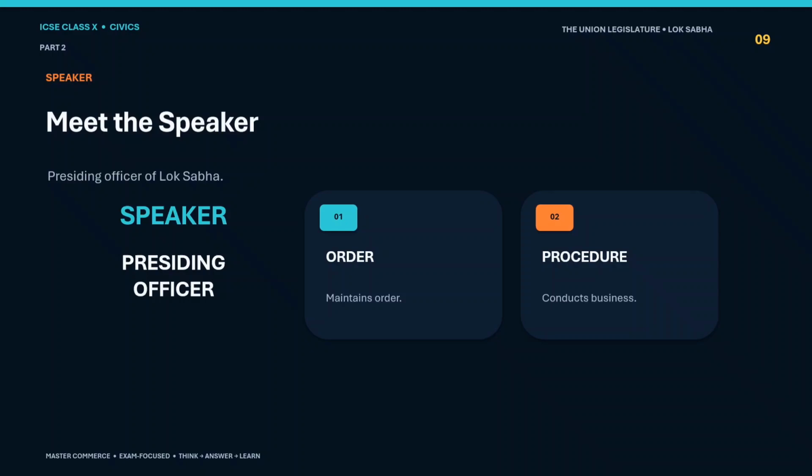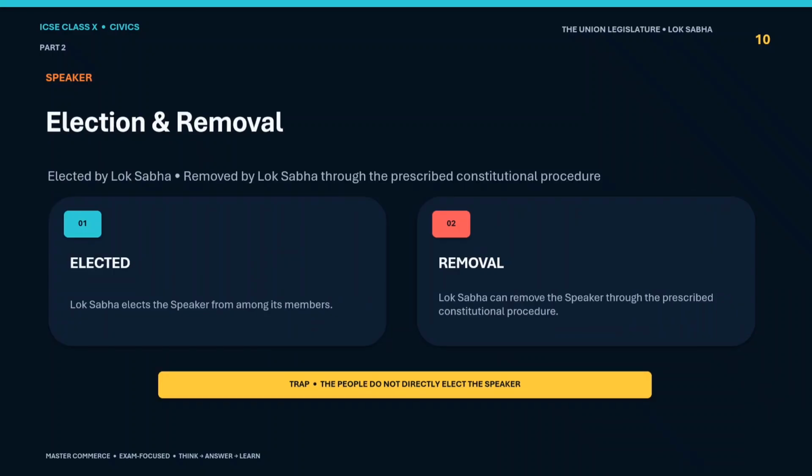The speaker is elected by the Lok Sabha from among its members. This is another common trap. The speaker is not directly elected by the people as speaker. Removal is through a resolution of Lok Sabha following the constitutional procedure. Remember, House elects the speaker and House can remove the speaker through the prescribed process.